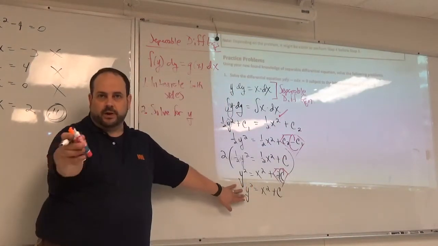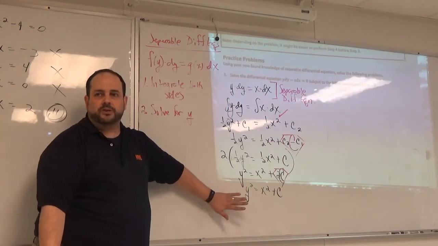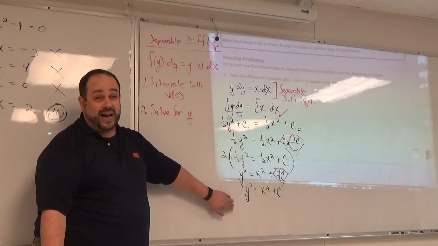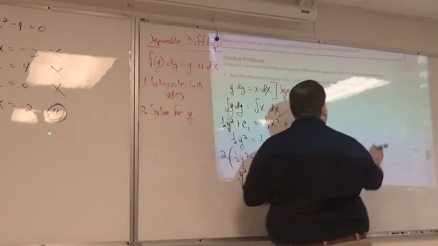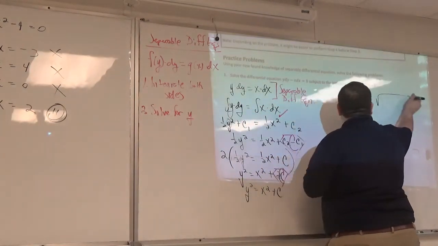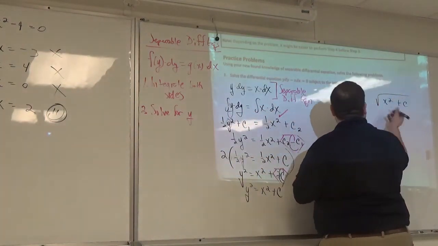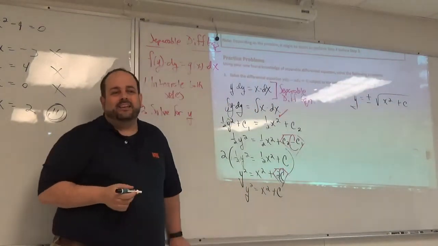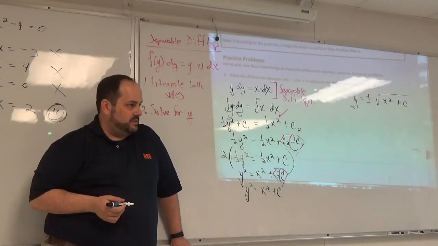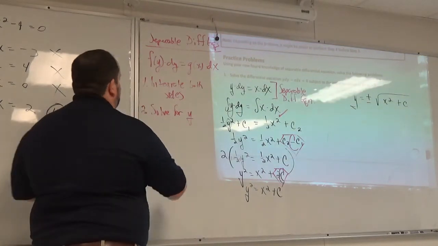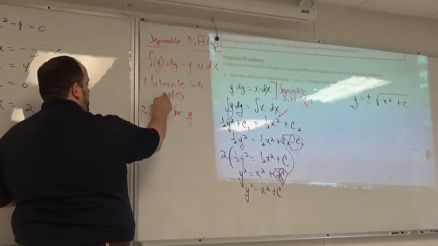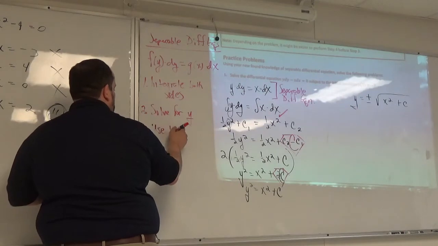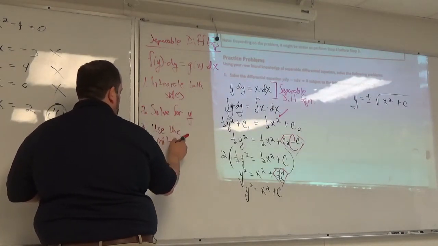Right. Everybody still okay? The goal is to solve this equation for y. You're like 5 seconds away. If y squared equals x squared plus c, how are we going to solve it? Square root. But now do it the right way. If you're going to take the square root, you've got to consider both the positive and the negative versions. So we identified the separable differential equation. We integrated. We solved for y. The last thing is use the initial condition if you have one.